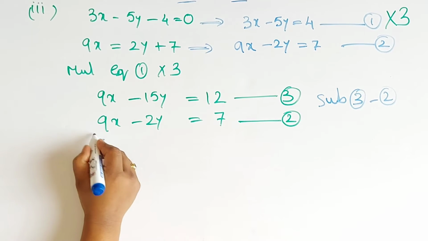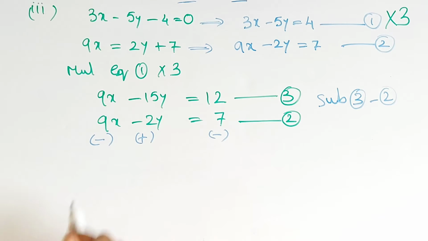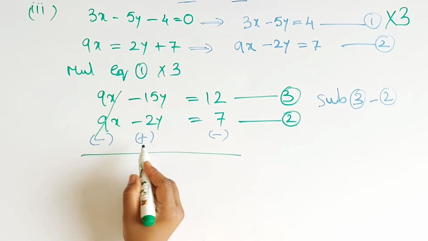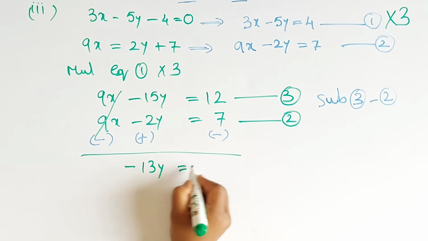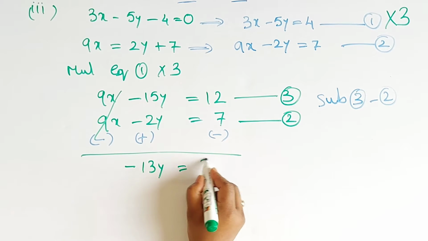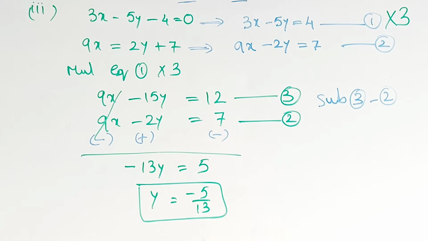For that we have to change the signs: minus here, plus here and minus here. Now 9x minus 9x will get cancelled. It is 0. Minus 15y plus 2y, minus 13y. That equal to 12 minus 7, that is 5. Now y equal to minus 5 by 13. This is the y value.